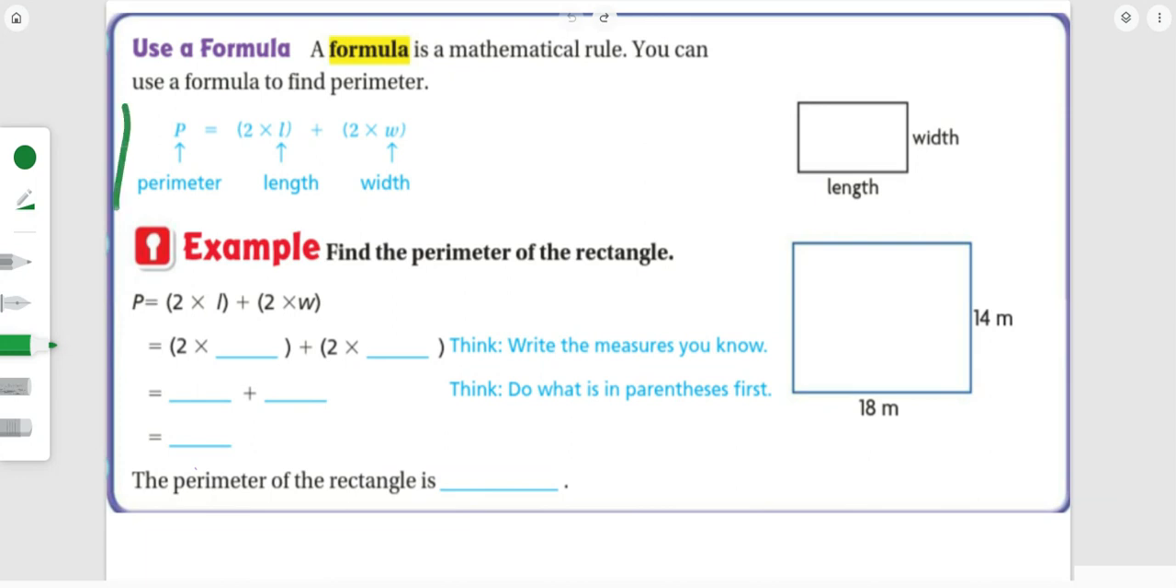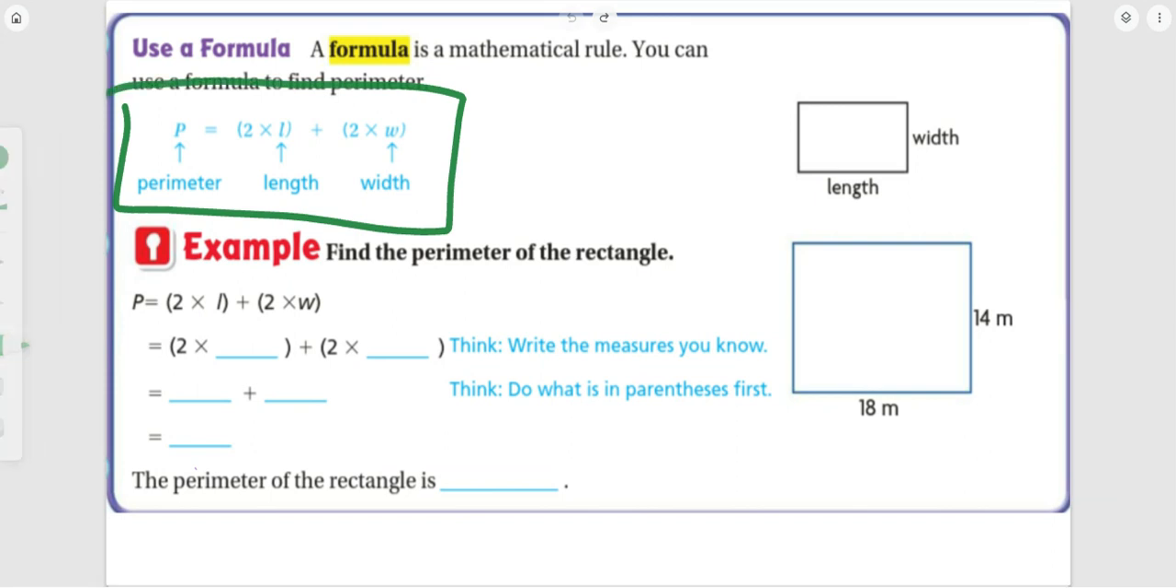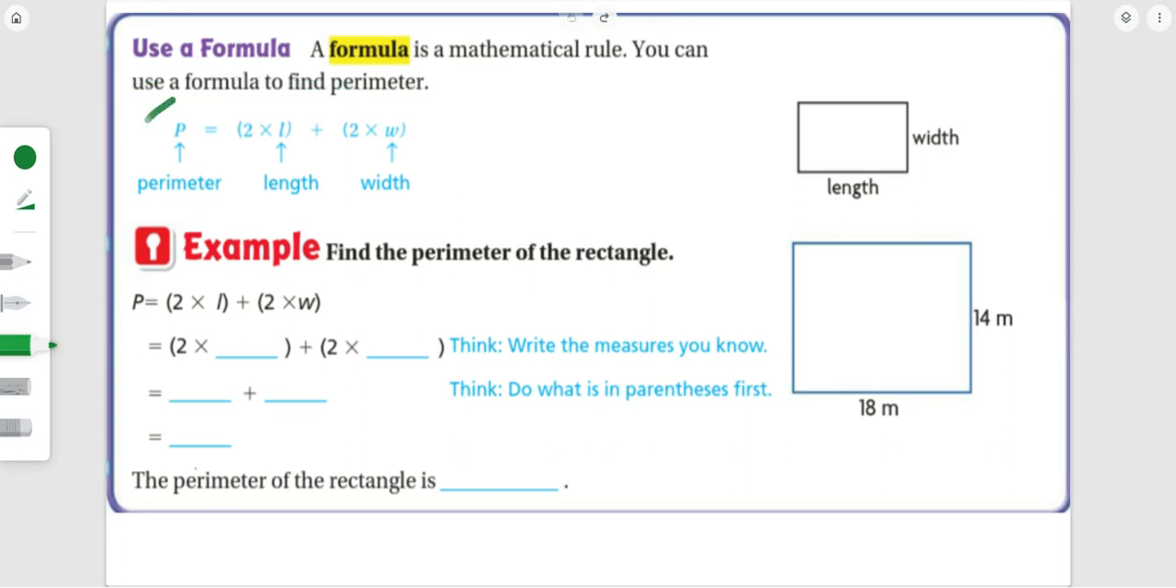Let's look at this formula that we see here. The formula has a couple different variables. A variable is a letter that represents an unknown number. We first see the letter P. P stands for perimeter. We do not know yet the measurement of the perimeter, so instead of putting a number, we'll simply put the letter P until we find out what that P in perimeter represents and what the measurement of the perimeter is.